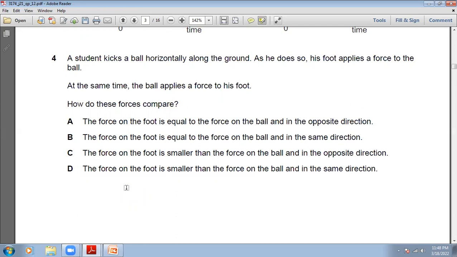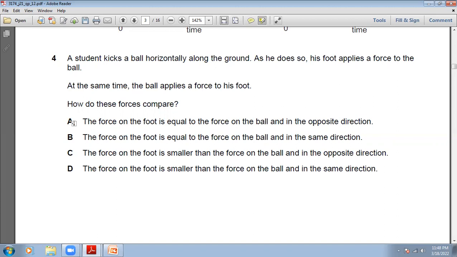The force on the foot is equal to the force on the ball and in the opposite direction. That is right. The force on the foot is equal to the force on the ball and is in the same direction. That's wrong. The force on the foot is smaller than the force on the ball and in the opposite direction. That is wrong. Their forces should be equal. The force on the foot is smaller than the force on the ball and is in the same direction. That's wrong. The forces should be equal.